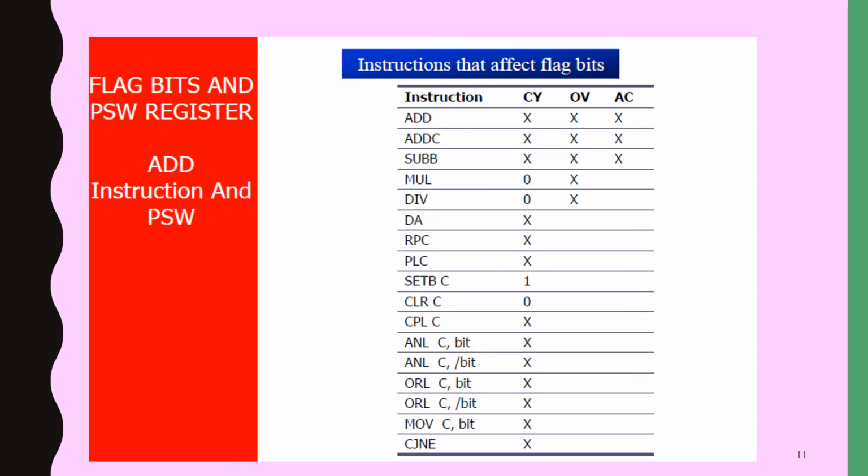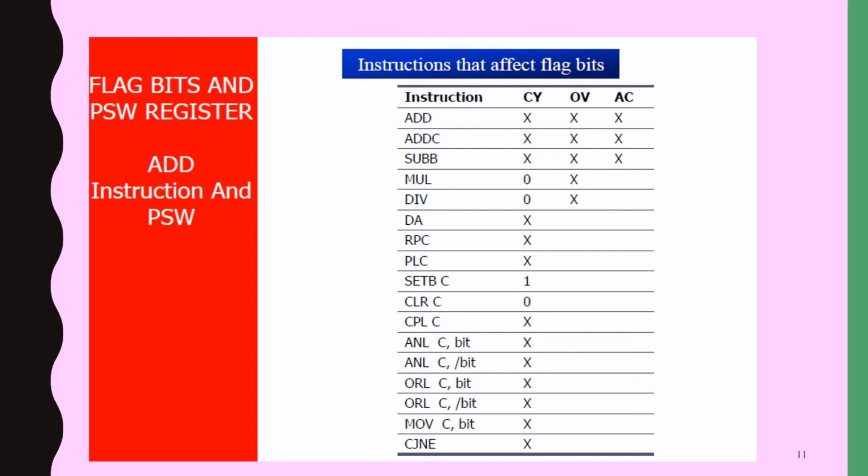There are a number of instructions which are going to affect the actual status of the flags. Here is a small summary. The ADD instruction is going to affect the carry flag, overflow flag, and auxiliary carry flag. The ADDC instruction is also going to affect all three: carry, overflow and auxiliary carry. SUBB, all three. MUL, only the overflow flag. Division, only the overflow flag.